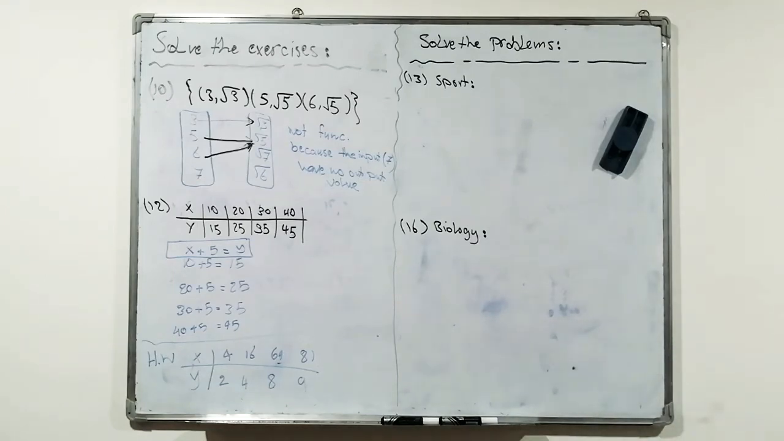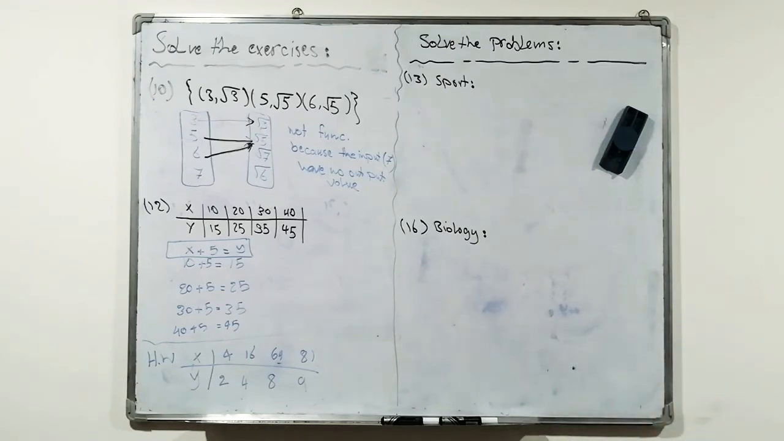In question number 13, sport. He told us that Muhammad swims 9.5 km an hour. Construct a function table representing the total number of kilometers he can swim in 2, 4, 6 hours.